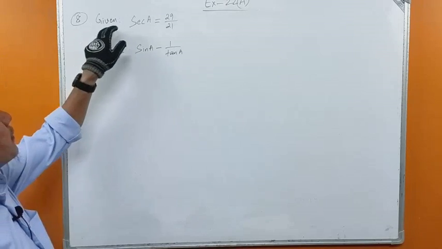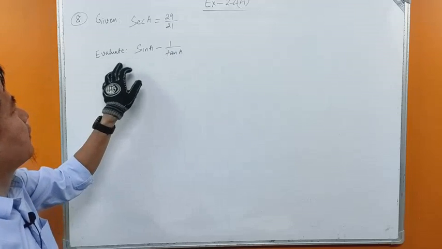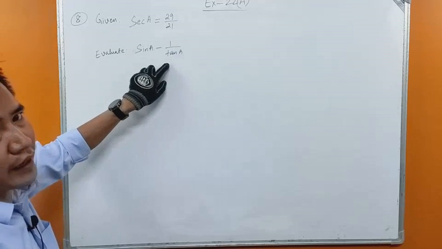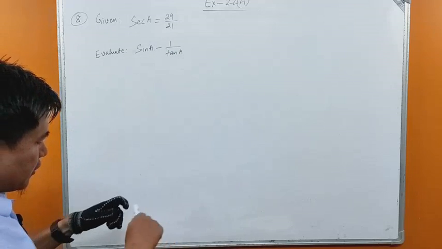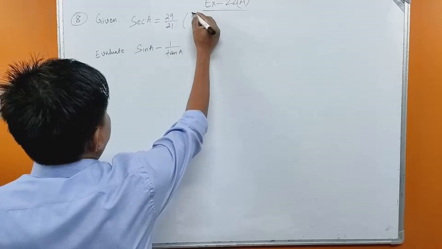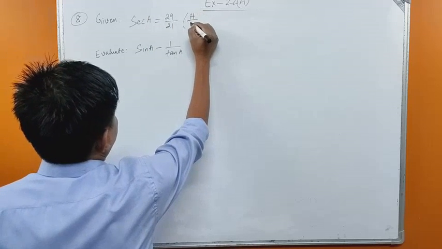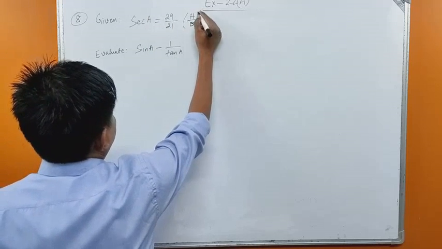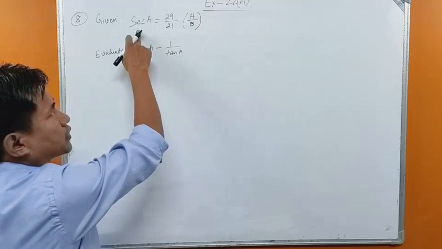Question number 8: given sec A is 29 upon 21, evaluate sin A minus 1 upon tan A. These questions are similar to the previous one. Sec A is hypotenuse upon base, just the opposite of cos A.